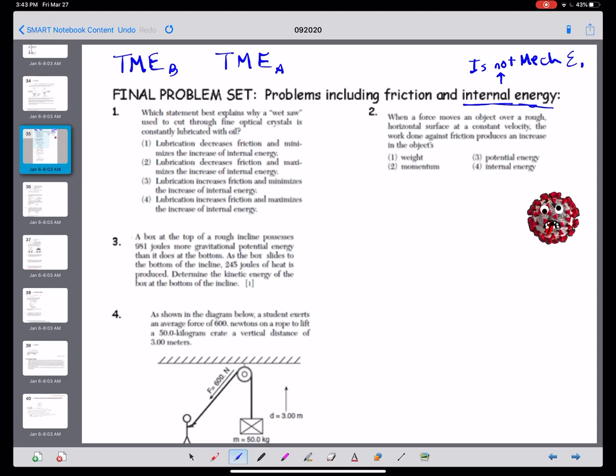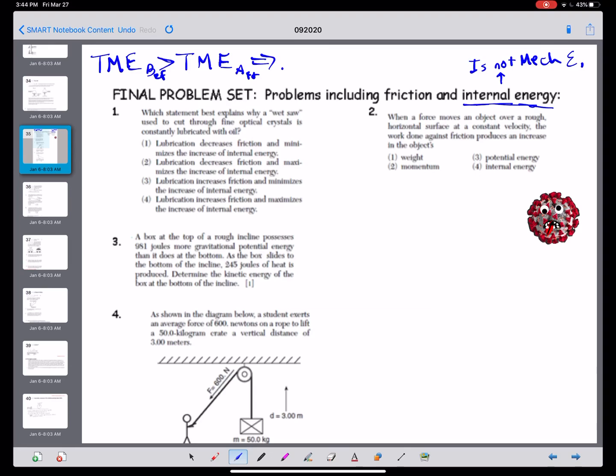Now, the total mechanical energy before is going to be greater than the total mechanical energy after. So the question I have is, how do we make them equal to each other? Let me just move this over. So before is greater than after. So we have to come up with a new equation. And this is what we're going to do.